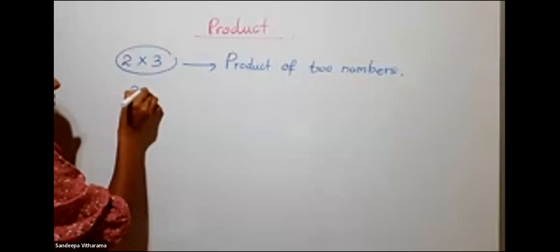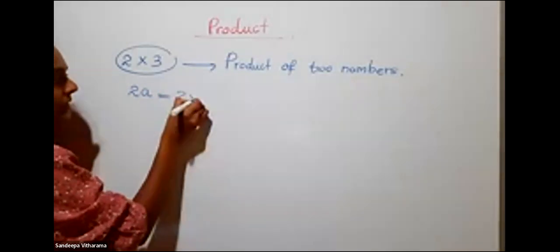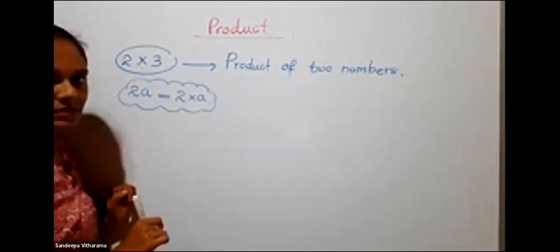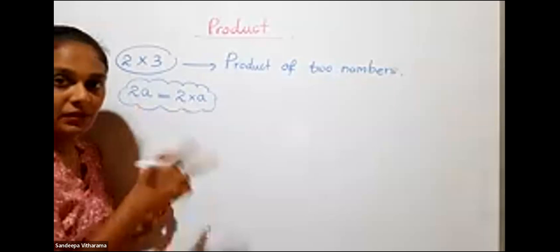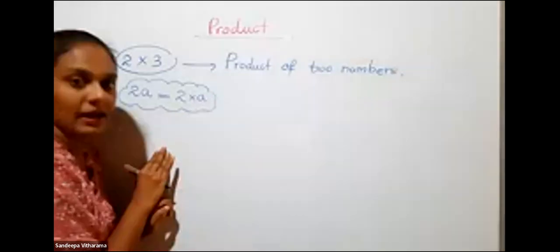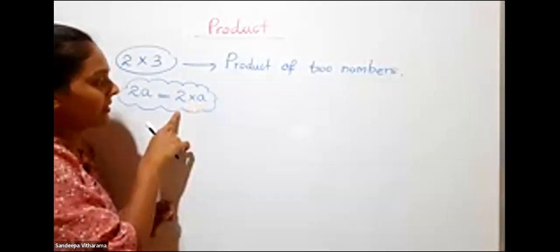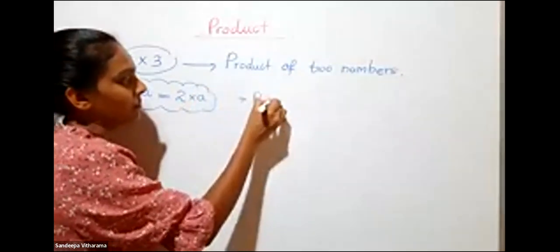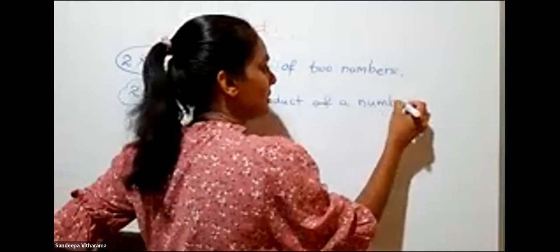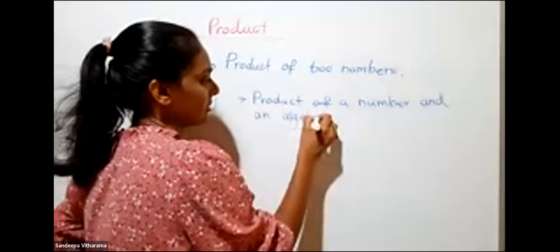If it is 2 into a, 2 into a is equals to 2a. If we need, we can expand like this, because now when there is a product or when there is a multiplication in between an algebraic term and a number, then we can separate them. So this is called the product of a number and an algebraic term.